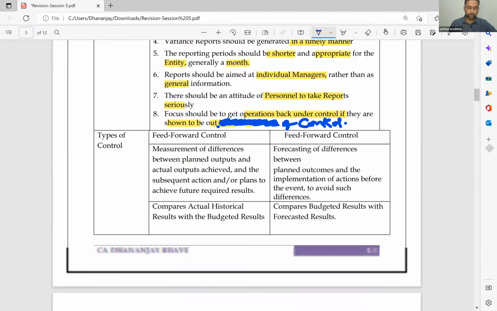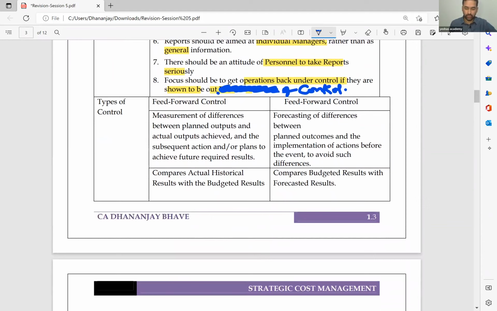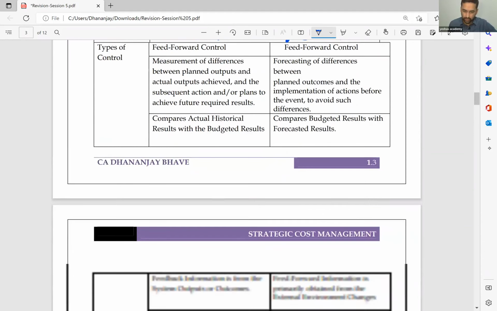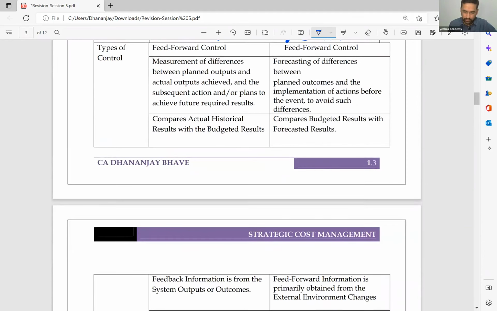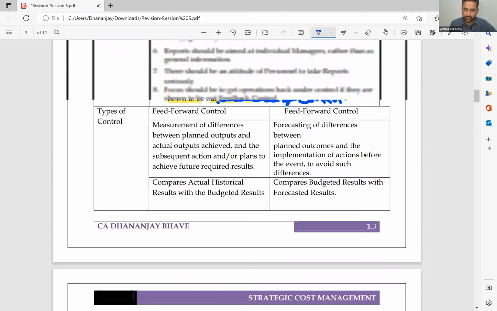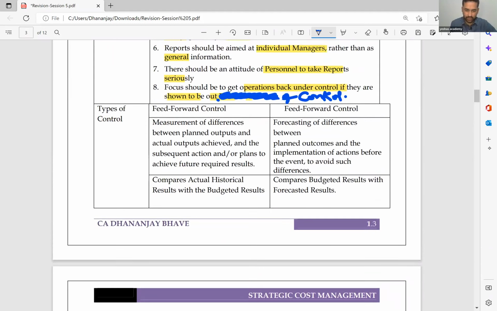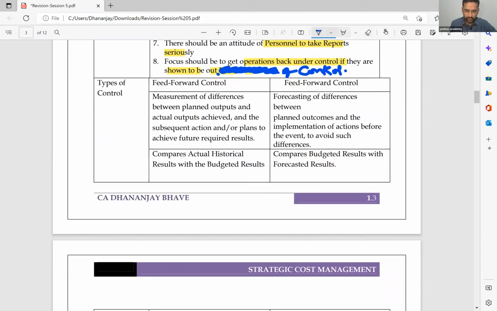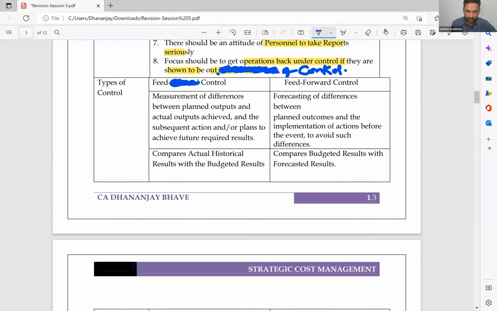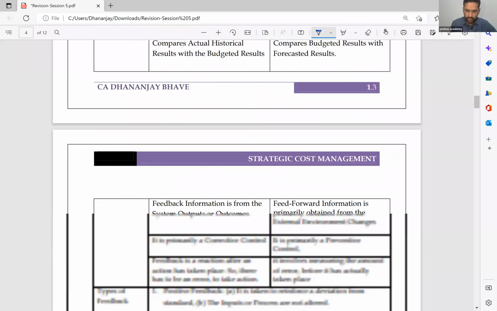Two types of control. Number one, feed forward. Sorry, I think this heading should have come here. Yes, this is feedback and this is feed forward. So the heading has wrongly come here.